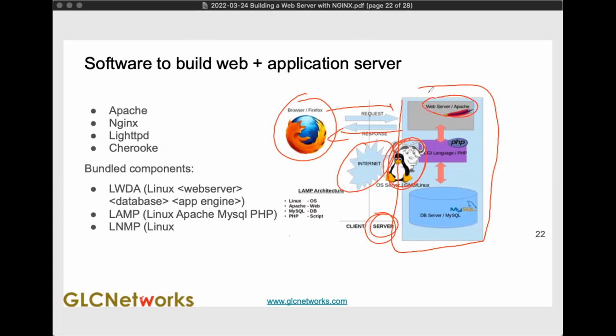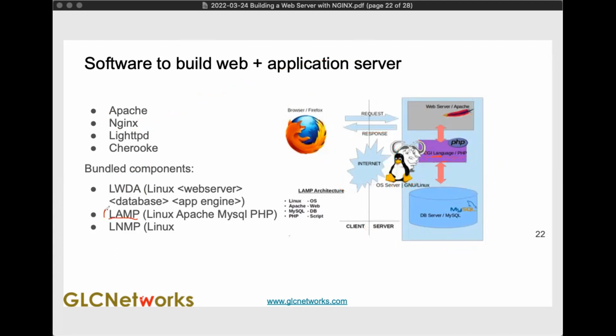Then you need to install a web server here. In this case, we are using NGINX. After that, it depends: you can install a CGI language or application server here, the modules to interpret the PHP language in your script. And then we have the database. Sometimes we call it LWDA: Linux, web server, database, and application engine. For example, LAMP: Linux, Apache, MySQL, PHP, or LNMP: Linux, NGINX, MySQL, PHP.